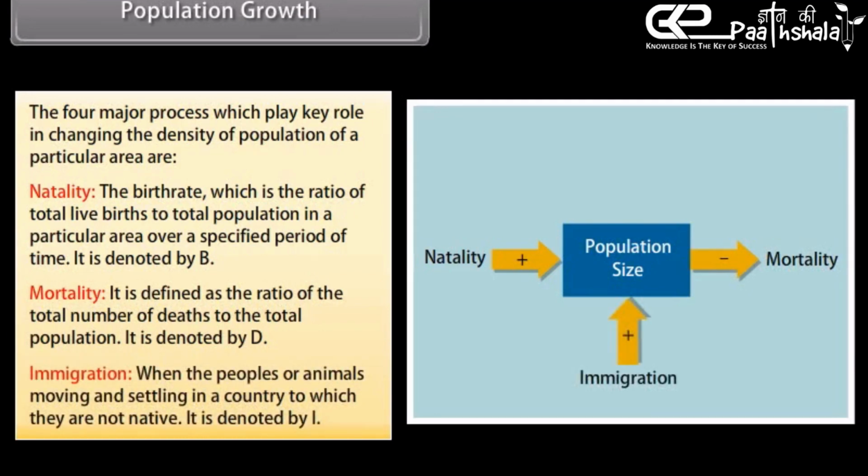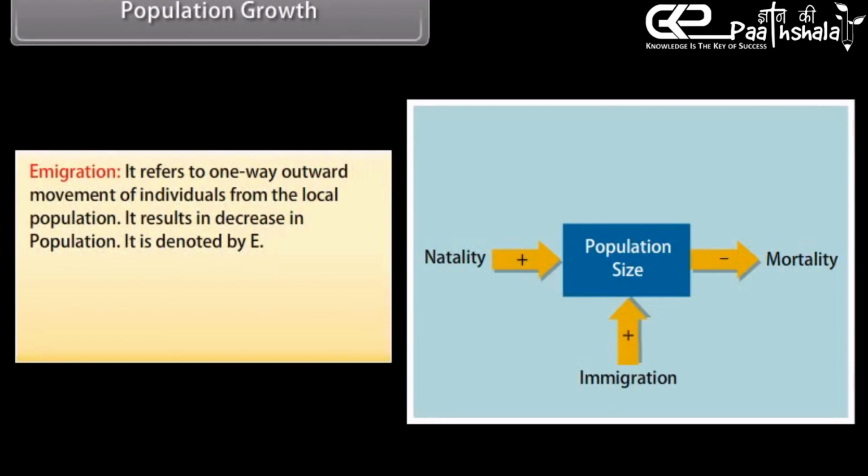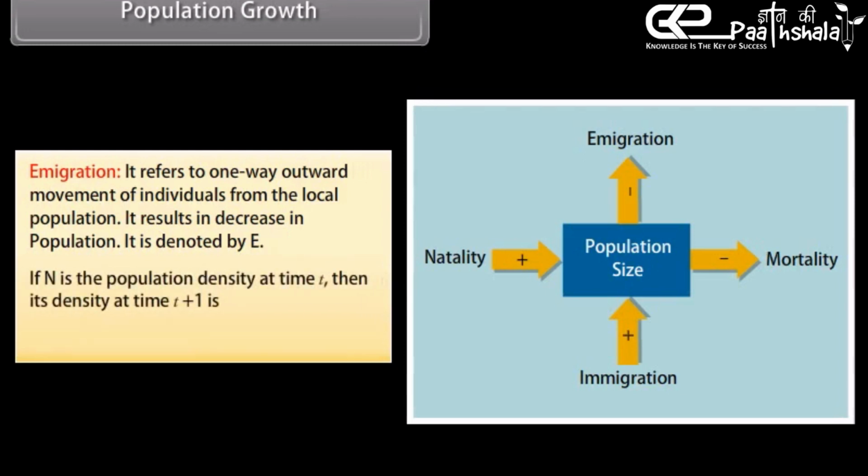Immigration. When people or animals move and settle in a country to which they are not native, it is denoted by I. Emigration. It refers to one-way outward movement of individuals from the local population. It results in a decrease in population. It is denoted by E. If N is the population density at time t, then its density at time t plus 1 is Nt plus 1, which equals Nt plus B plus I minus D plus E.